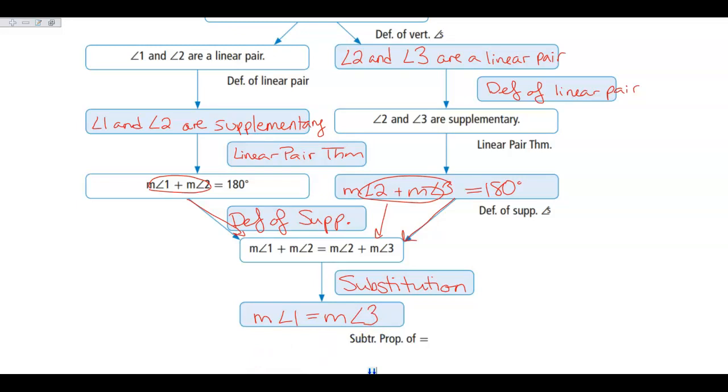Again, this proof is a little more challenging than what I'm going to be asking you guys to do on your own. But I just want you to see how many steps we save with proving these theorems and proving the vertical angles theorem. Okay. And what a flow proof is really going to look like. Okay. Inside the boxes are the statements. Underneath the boxes are the reasons.